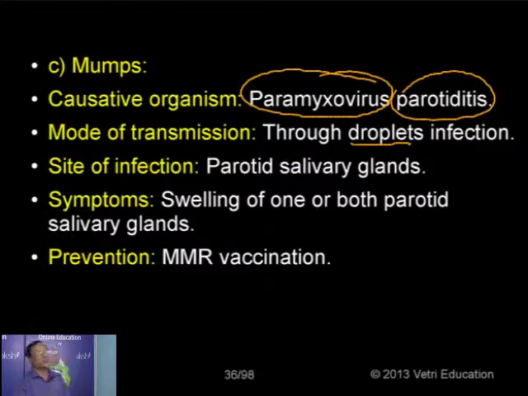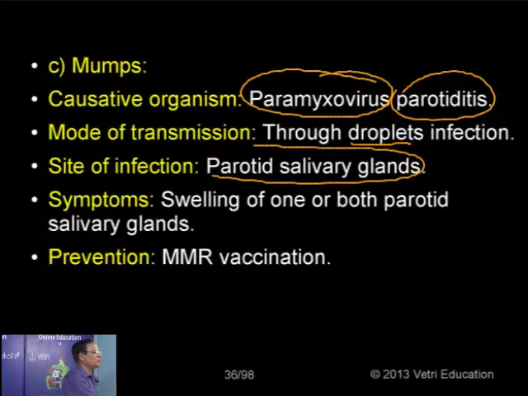And the site of infection, the main organ affected, is the parotid salivary gland, one of the salivary glands. Other glands are also affected, but only secondarily. The primary site of infection is the parotid gland. Now, as I mentioned already, the main symptom is swelling of one or both parotid glands, or sometimes other glands are also infected. Mainly it is the swelling or enlargement of one or both parotid glands.